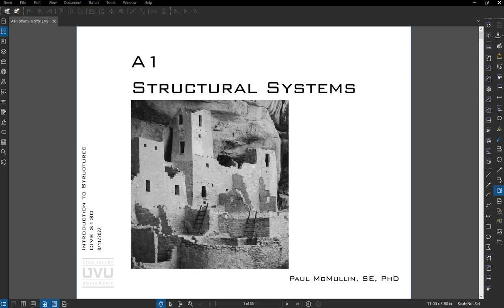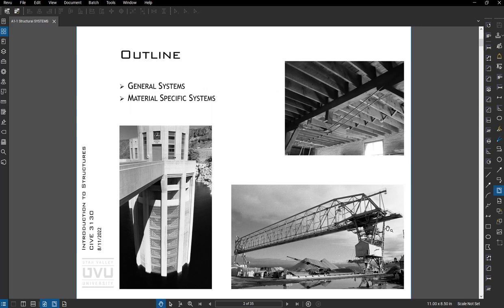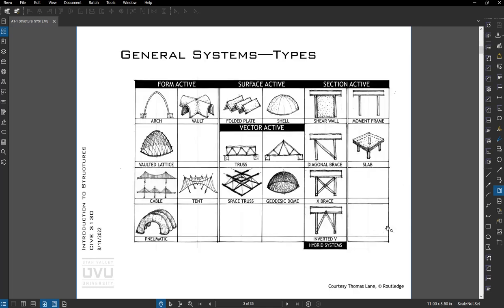Good morning, folks. Let's dive into structural systems here this morning. So we'll talk about some general systems that are very high level and then talk more material specific systems. You can break different structural systems into a variety of types. So form active, we're really using the form as the primary driver. Surface active, vector, which we do a lot of, and then section active, which we do an equal amount of as well.